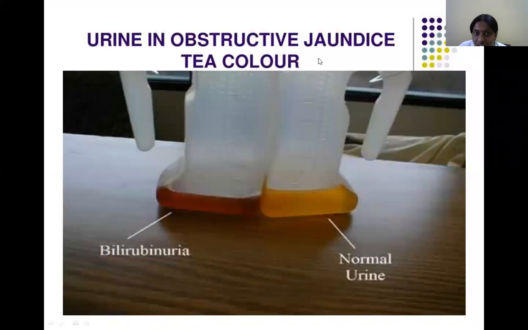Urine in obstructive jaundice. This is a normal urine. In obstructive jaundice, the urine condition is mainly bilirubinuria. Bilirubin in urine is bilirubinuria.